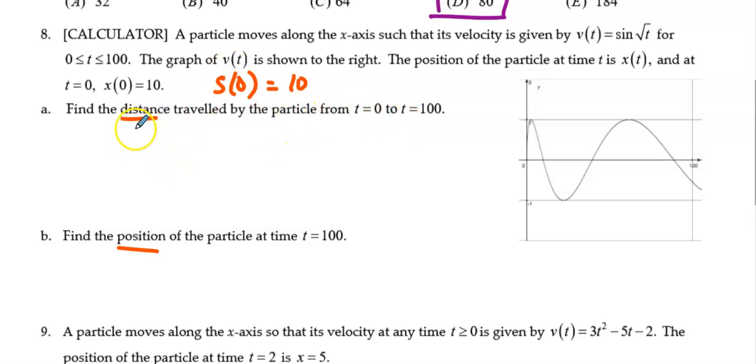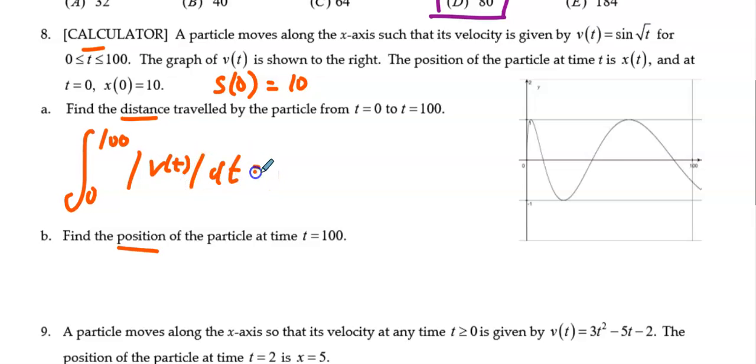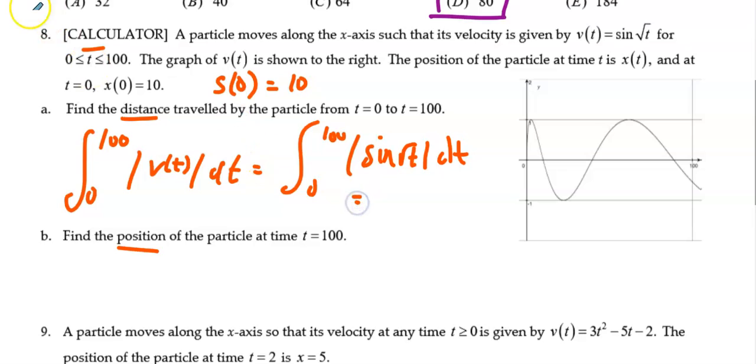Find the distance traveled by the particle from 0 to 100. So we should be getting really good at distance, right? So we just know that from 0 to 100, and this is a calculator problem, we're going to take the absolute value of v of t, and we're just going to plug in. So what you would plug into your calculator is really just the absolute value of sine of the absolute value of t, and then you're going to get 59.705, units, whatever this is that we're looking at right here.